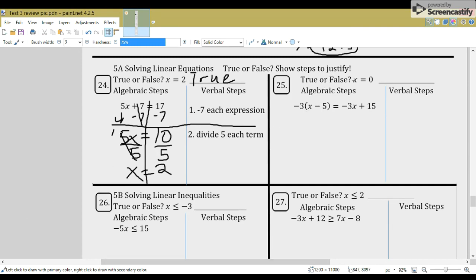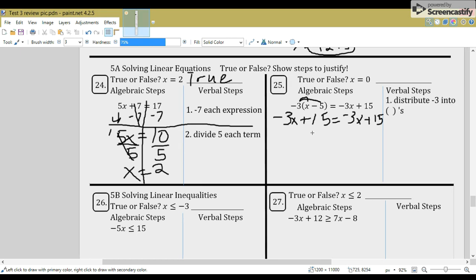True or false? X equals 0. -3 times x minus 5 equals -3x plus 15. So our first step, we want to distribute. Multiply each term by -3. So -3 times x is -3x. -3 times -5 is a positive 15. And then rewrite the other expression.